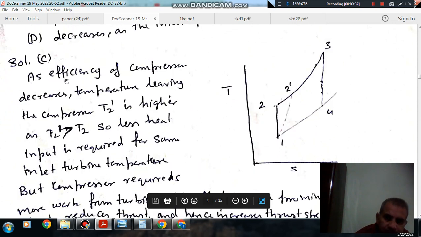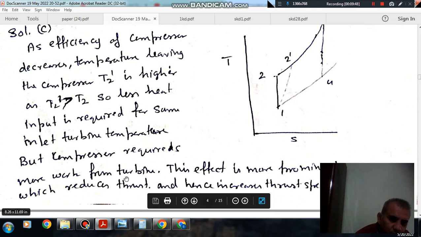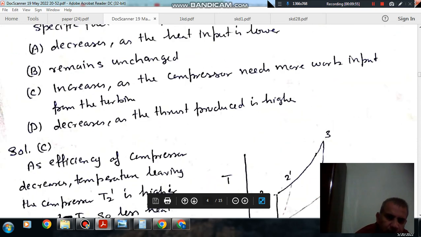So let us read the explanation. As the efficiency of the compressor decreases, the temperature leaving the compressor, T2 dash, is higher. So as T2 dash is higher than T2, less heat input is required for the same turbine inlet temperature, but the compressor requires more work from the turbine. This effect is more prominent, which reduces the thrust and increases the specific consumption. Answer is C.